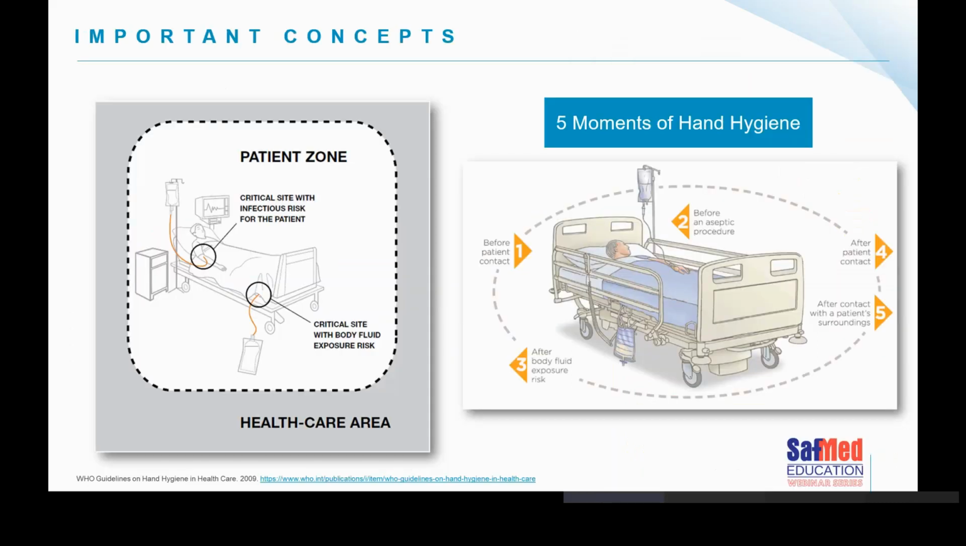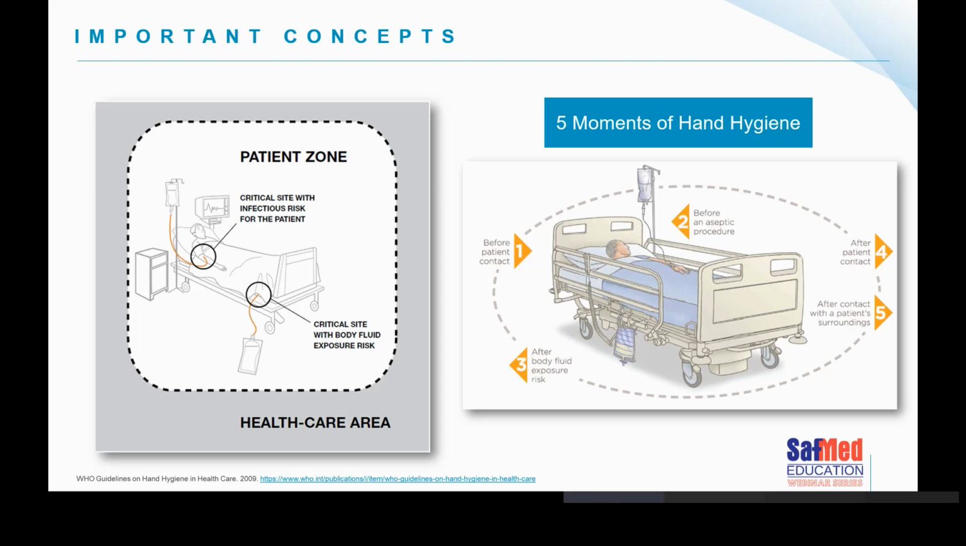Then there are a few very important concepts that we need to look at when we are talking about hand hygiene. First of all, the patient zone, and then the healthcare area. The patient zone is that critical zone where we are in direct contact with the patient, and whenever we enter the patient zone, we need to perform hand hygiene according to the 5 moments of hand hygiene.